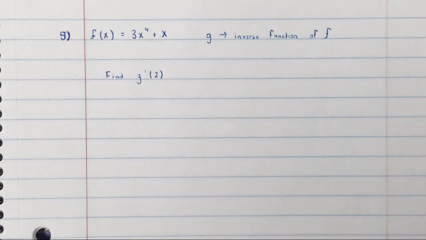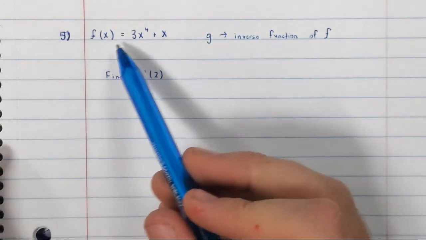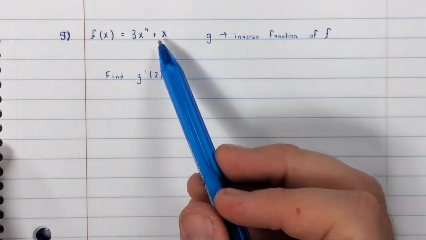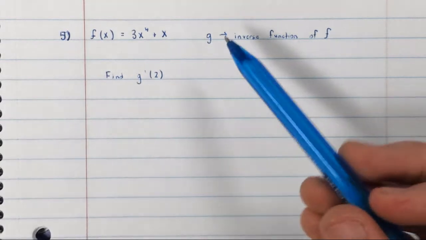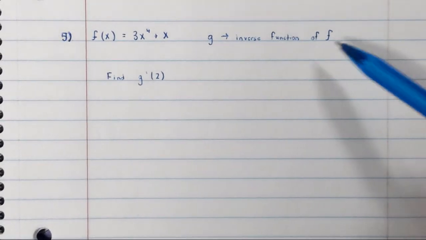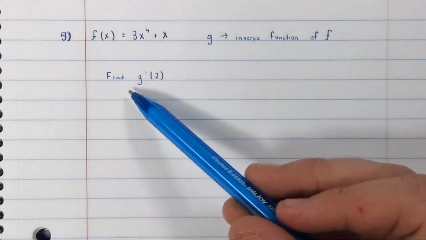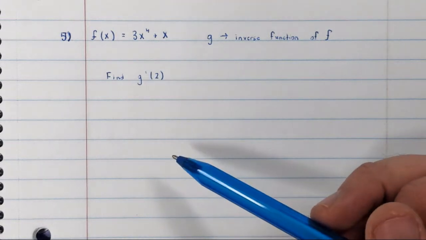So here's a problem that we're stumbling on in class. And by we, I mean I. So I have f of x equals 3x to the fourth plus x. And g is the inverse function of f. I want to find g prime of 2.